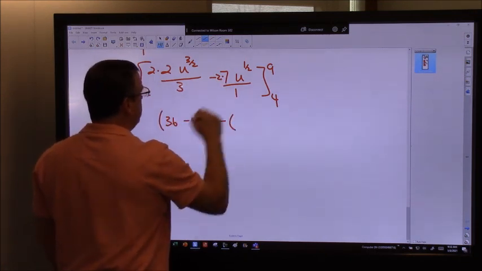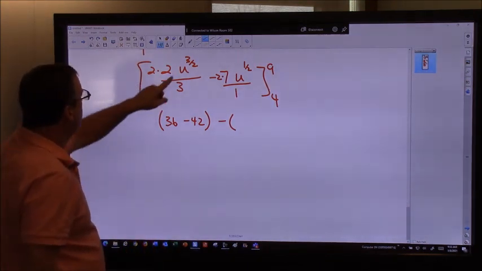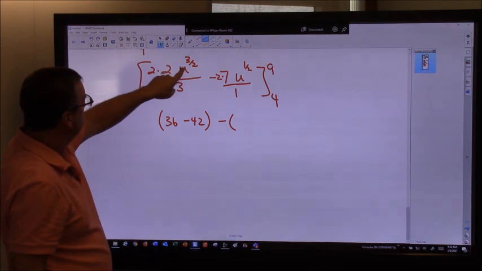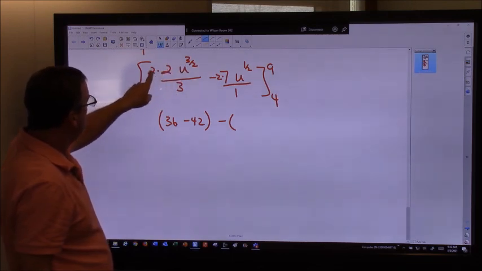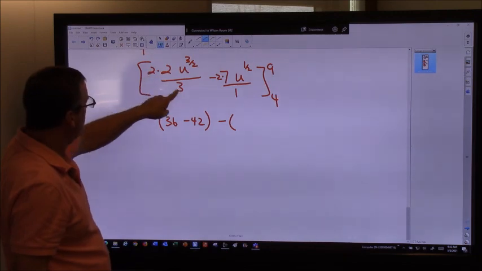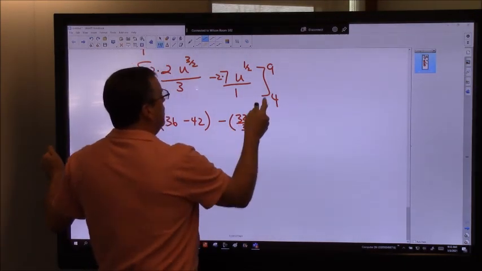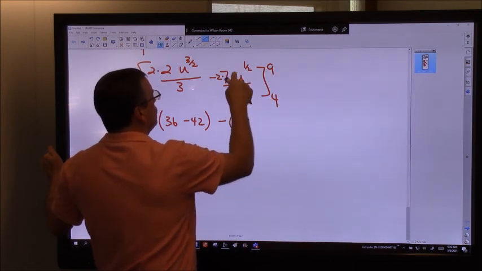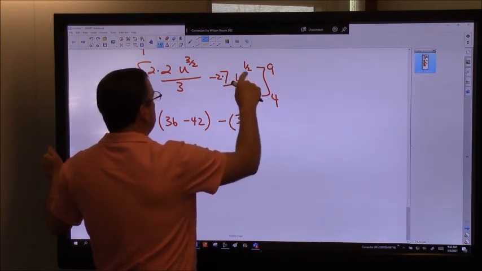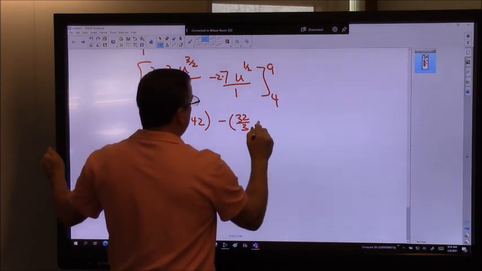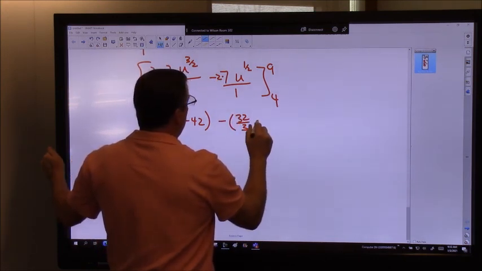Minus what I get when I plug in a 4. So if I plug in a 4, the square root of that is 2. 2 to the 3rd power is 8. Times 2 is 16. Times 2 is 32 thirds. And then plug in a 4 here, and the square root of that's 2. Times 2, that's 4. Times 7, that's 28. Minus 28.